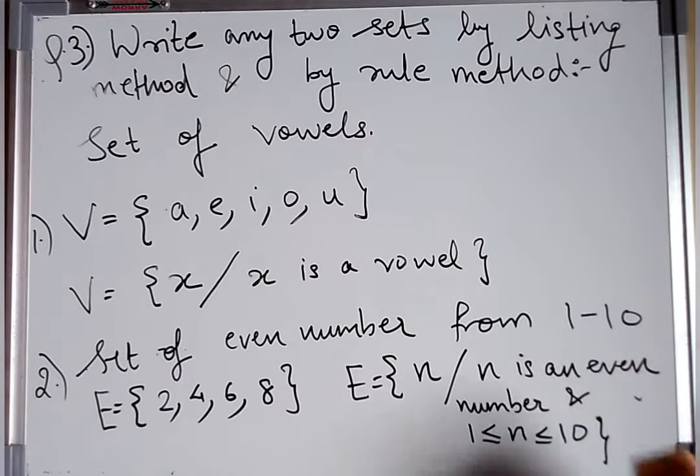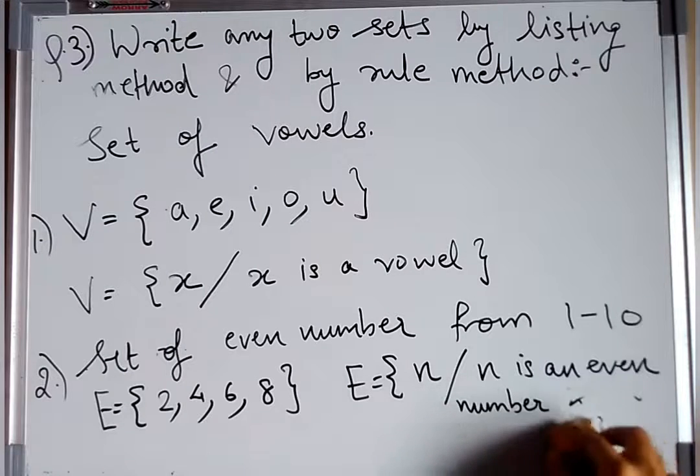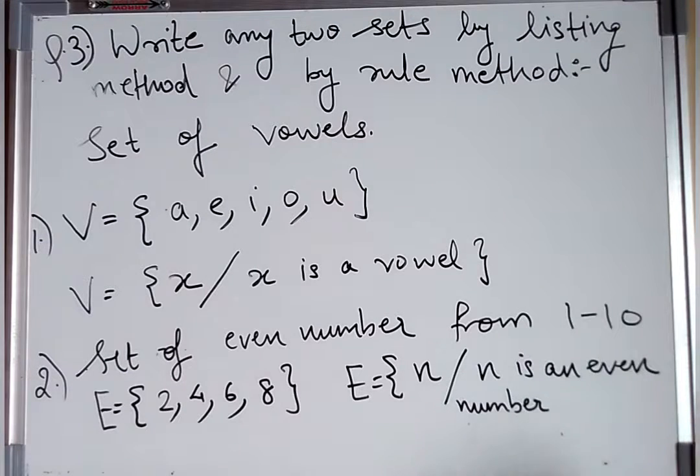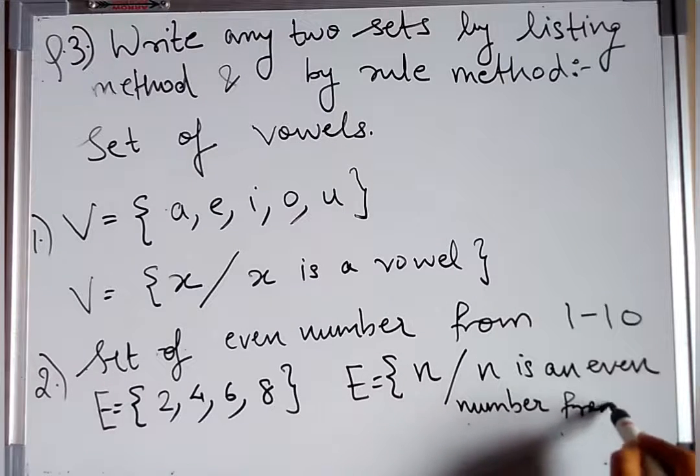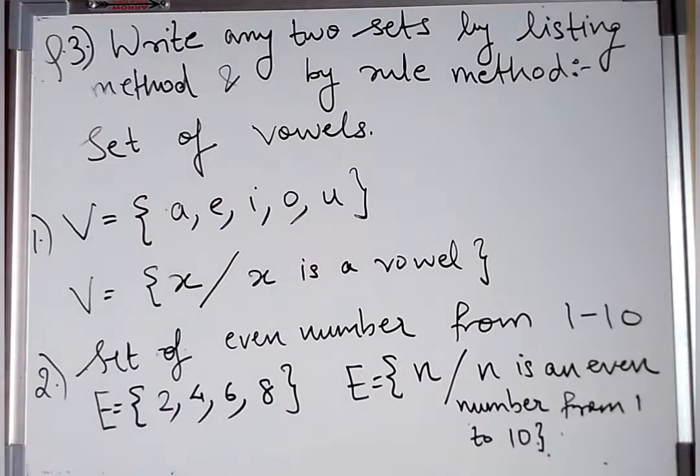Or simply, if we want to write it completely in words, n is an even number from 1 to 10. Okay, so we have two sets.